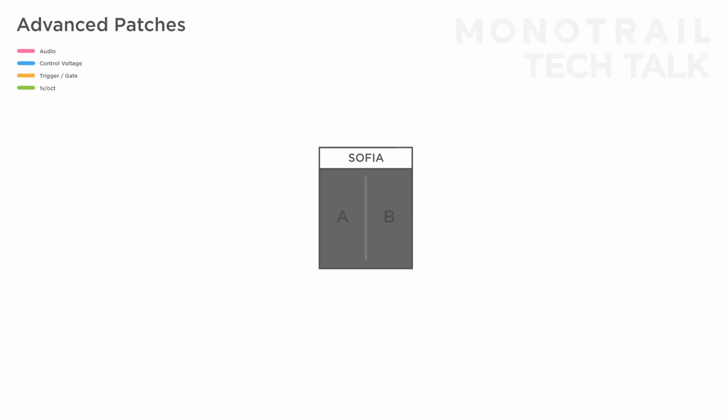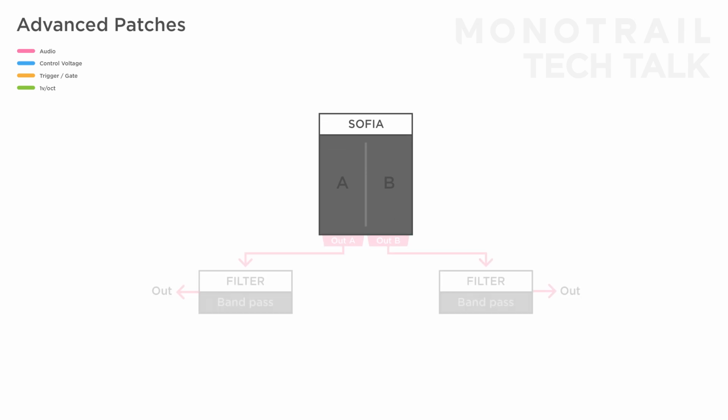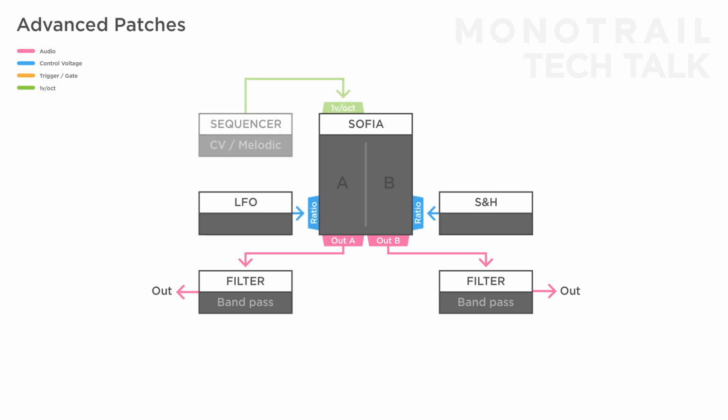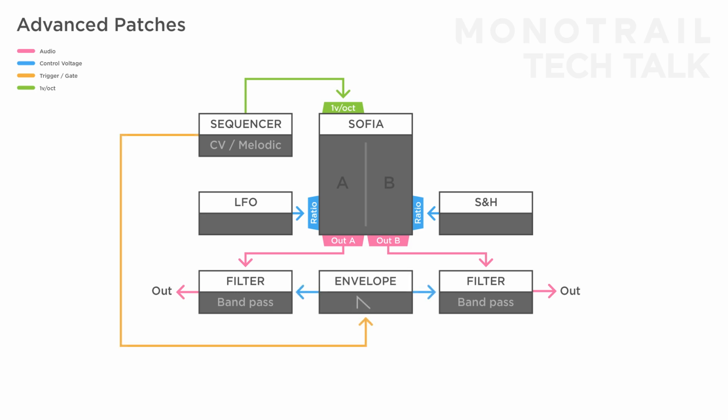Using the outputs of the elements for self-modulation adds a lot of tonal character variation, but of course you can also use them for experiments and stereo sounds. Here, the two main outputs of A and B are sent to bandpass filters and panned hard left and right to create a stereo field. An LFO and sample and hold are modulating the ratio of the elements, and the sequencer is used to create a melody and trigger an envelope opening both filters.